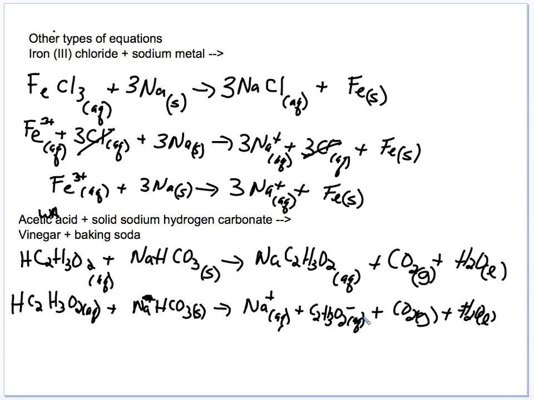Now, nothing is aqueous on both sides of the equation that we can cancel out. So there are no spectator ions here that we can cross off. So this is what's left. That's your net ionic equation. All right, that's it for that one.